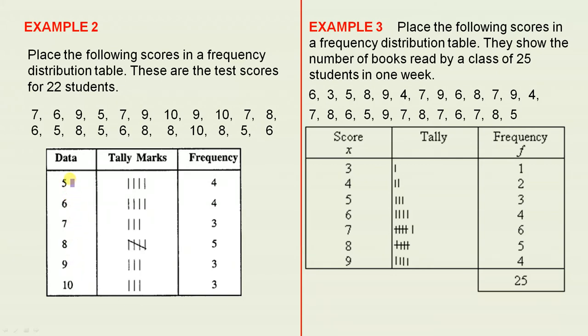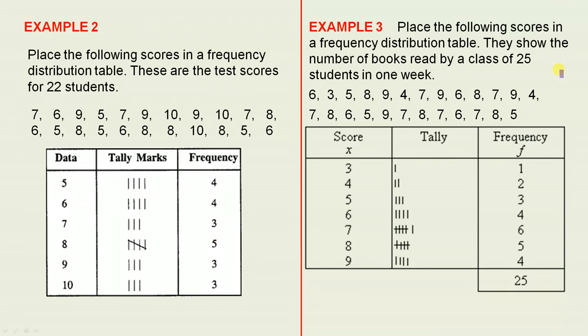So the scores start from 5, and the highest score is 10. And here are our tally marks. They're all single strokes except the 8. Of course, that occurs 5 times. Let's quickly check that. 1, 2, 3, 4, 5. So that diagonal stroke there tells us that we have a bundle of 5, and all the others are just individual strokes. We can see that the mode here is 8. Of course, that occurs 5 times. That's the score with the highest frequency.